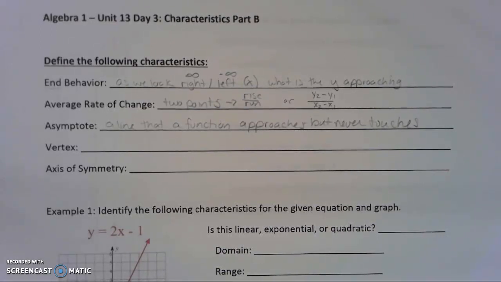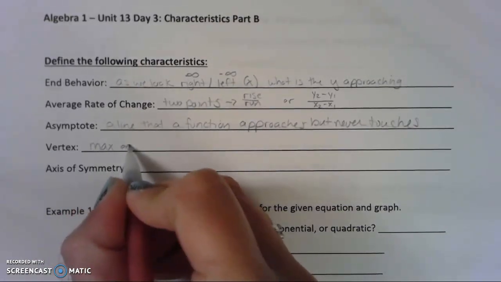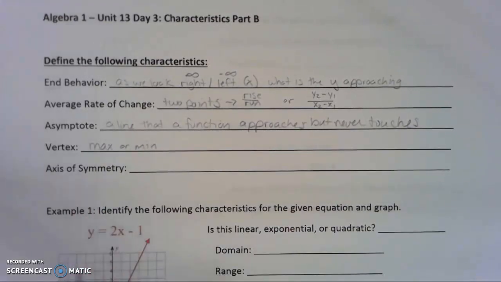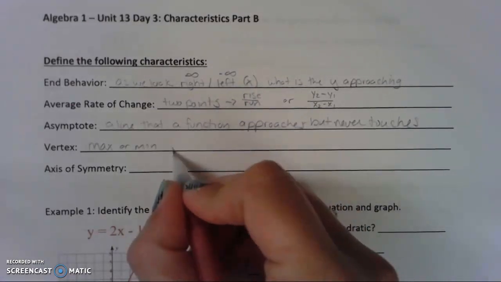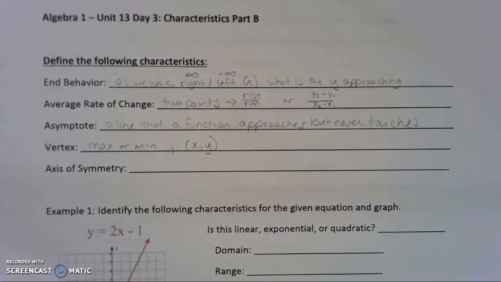Okay, vertex, remember our vertex is always going to be a max or a min, so it's going to be the highest or the lowest point on our graph, and it's going to be an ordered pair. So it's going to be an x comma y, an ordered pair that is going to be the max or the min. And specifically, it's for parabolas, so a quadratic.